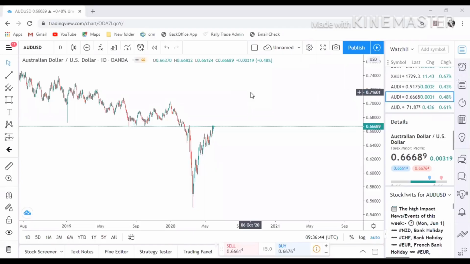All right, welcome. So our first outlook is the Australian dollar against the US dollar.